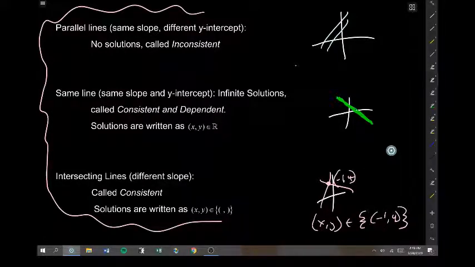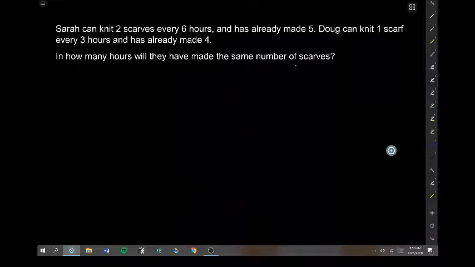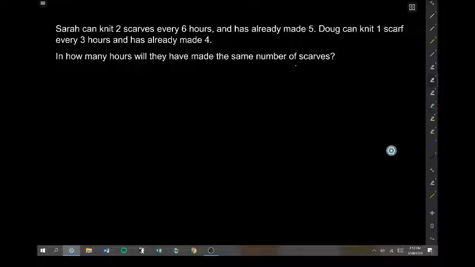Parallel lines, no solution. Same line twice, infinite solutions. Two lines of different slopes, one solution, one point of intersection. Okay, here's a word problem for us. Sarah can knit 2 scarves every 6 hours, and she's already made 5. Doug can knit 1 scarf every 3 hours and has already made 4. In how many hours will they have the same number of scarves?